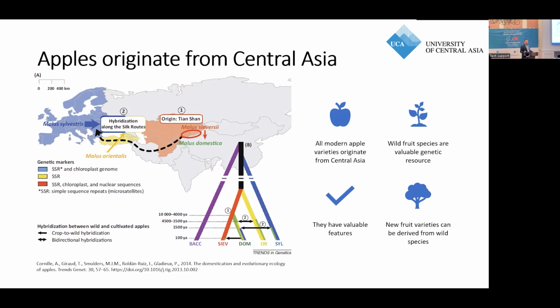And so if we lose all wild apple species, we will not be able to generate new garden varieties anymore with new features, which can be potentially valuable in circumstances of climate change, like heat resistance, maybe cold resistance, pests and diseases resistance. So this is why we have this project.